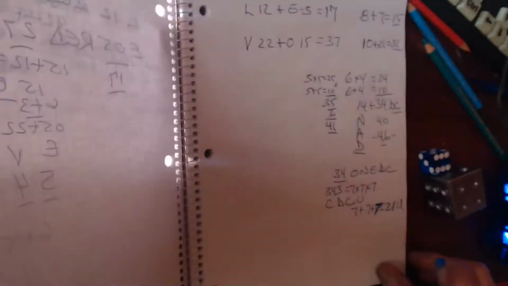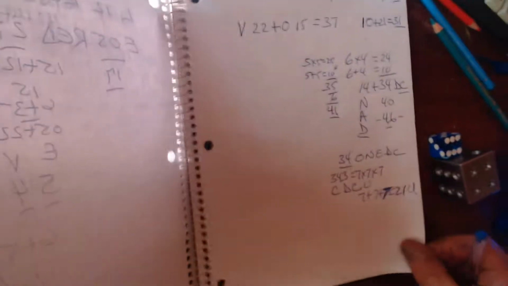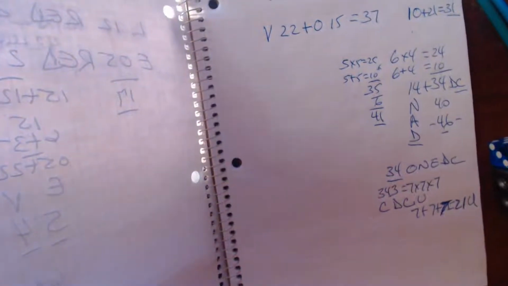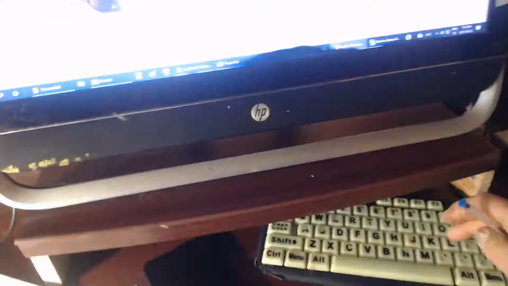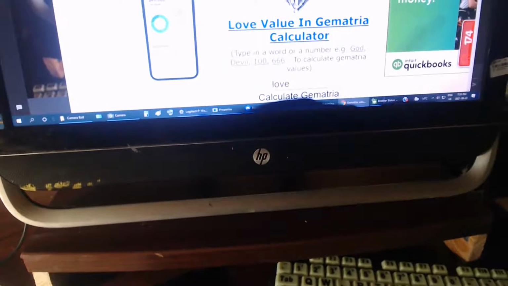Just trying to see where else we are going to go with this, love. Love in gematria. Okay, it tells me about the sun. Can I just find the gematria calculator? Gematria calculator for love. Okay, we're going to use this one here. So I put this in, and we come out with love and calculate. You're going to be able to see this.